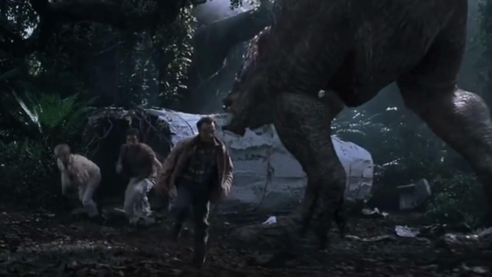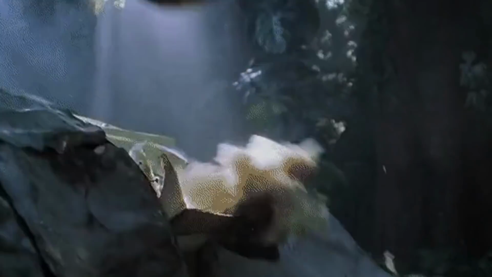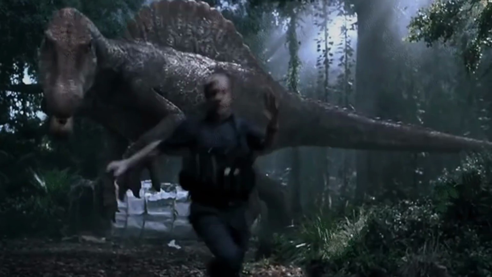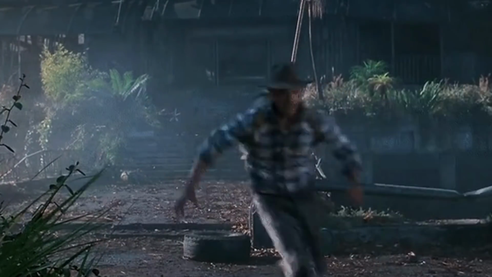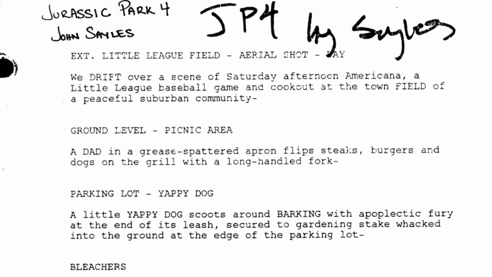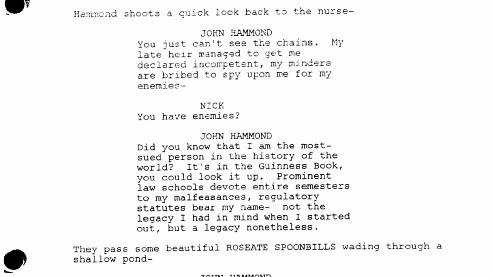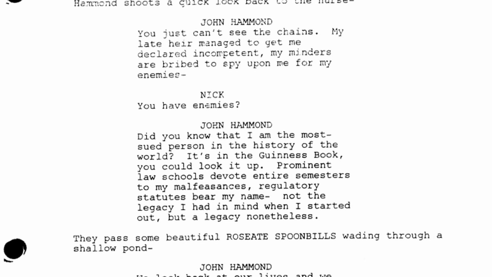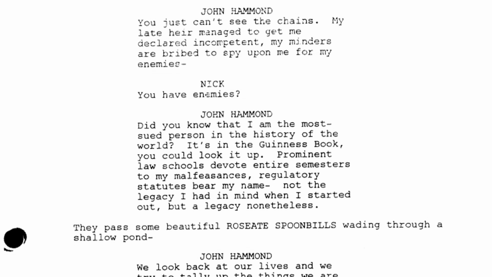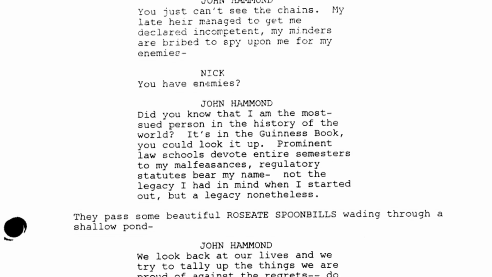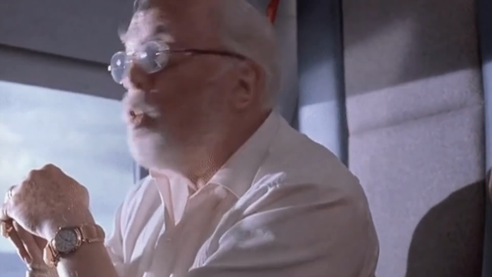However, after the events of The Lost World, for some reason, Dr. Hammond was not present in JP3 at all. And we didn't really learn anything new about him, since nothing in that movie was really dedicated to his point of view. Well, that's where the plot of JP4 came into play, in which John Hammond was going to have to deal with the fact that he was the most sued person in the history of planet Earth. It's even in the Guinness Book of World Records in the film. Not the legacy he intended to have, but it was a legacy nonetheless.